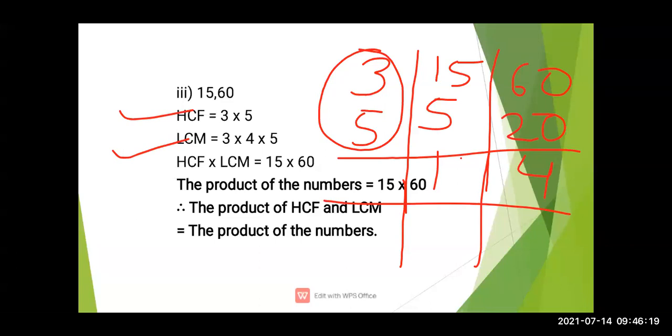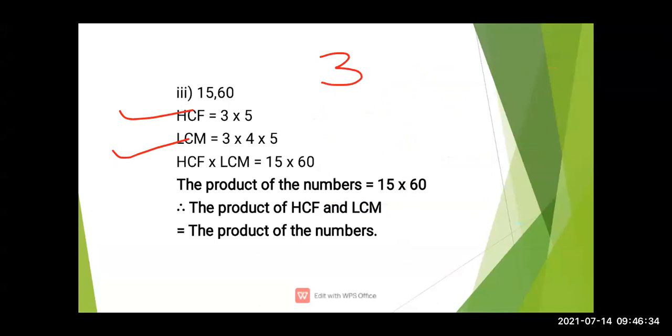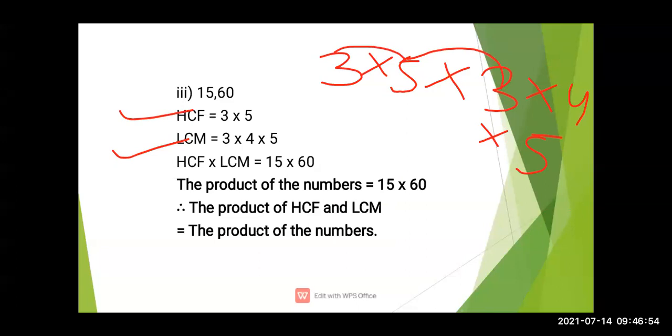Now the next step was our HCF multiplied by LCM. Now we will multiply HCF by LCM. Okay, HCF is 3 into 5, into LCM is 3 into 4 into 5. Chalo, now multiplication we will do. 3 5s are 15. Very good. 15 3s, that is 15 multiplied by 3. 15 3s are 45. Very good.